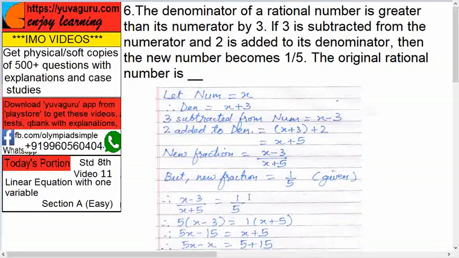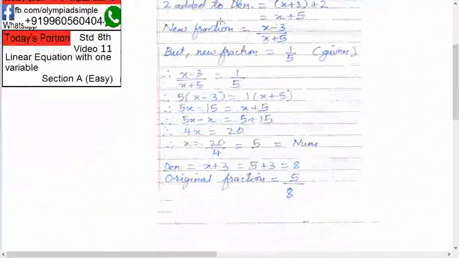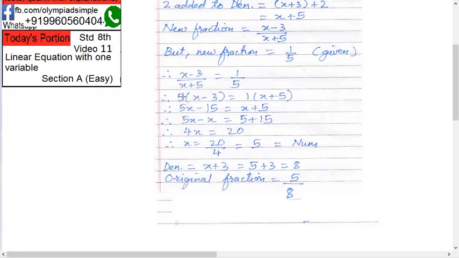Getting it? Look at it patiently. Don't hurry. Now solve this. Cross multiply: 5 into x minus 3 equals 1 into x plus 5, right? So 5x minus 15 equals x plus 5. Bring all x on one side, so 5x minus x, and this 15 over here, 5 plus 15, right? So 4x equals 5 plus 15, that is 20. x equals 20 by 4, that is 5.